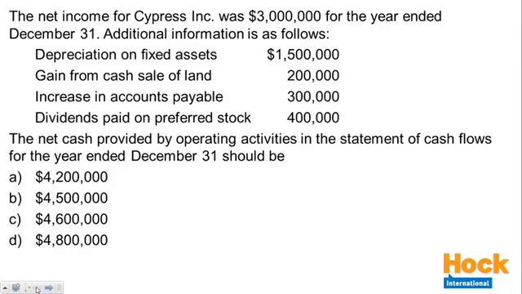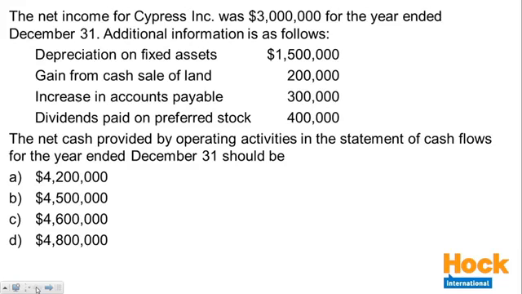The net income for Cypress Inc. was $3 million for the year ended December 31. Additional information is as follows. I'm told the depreciation on fixed assets, $1.5 million. Gain from cash sale of land, $200,000. The increase in accounts payable, $300,000. And dividends paid on preferred stock, $400,000.